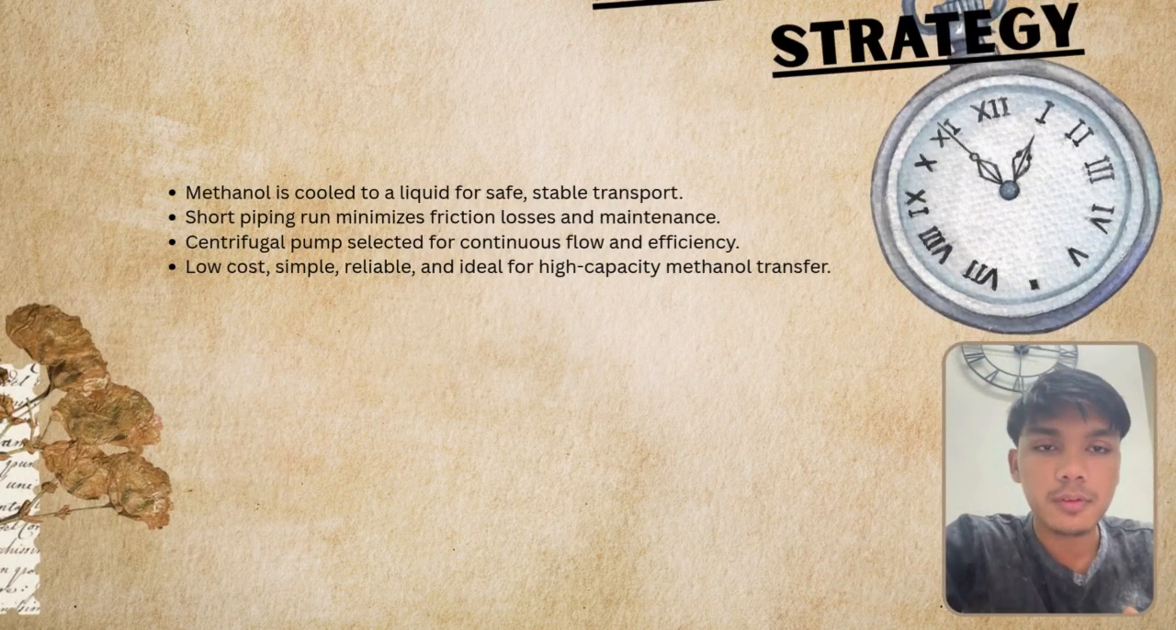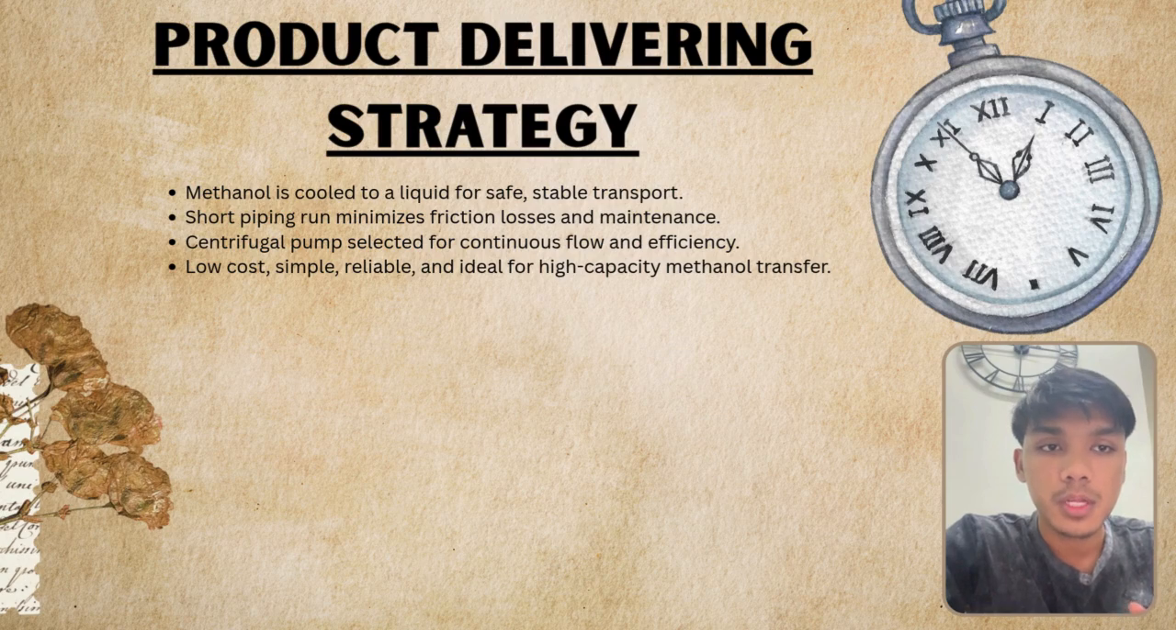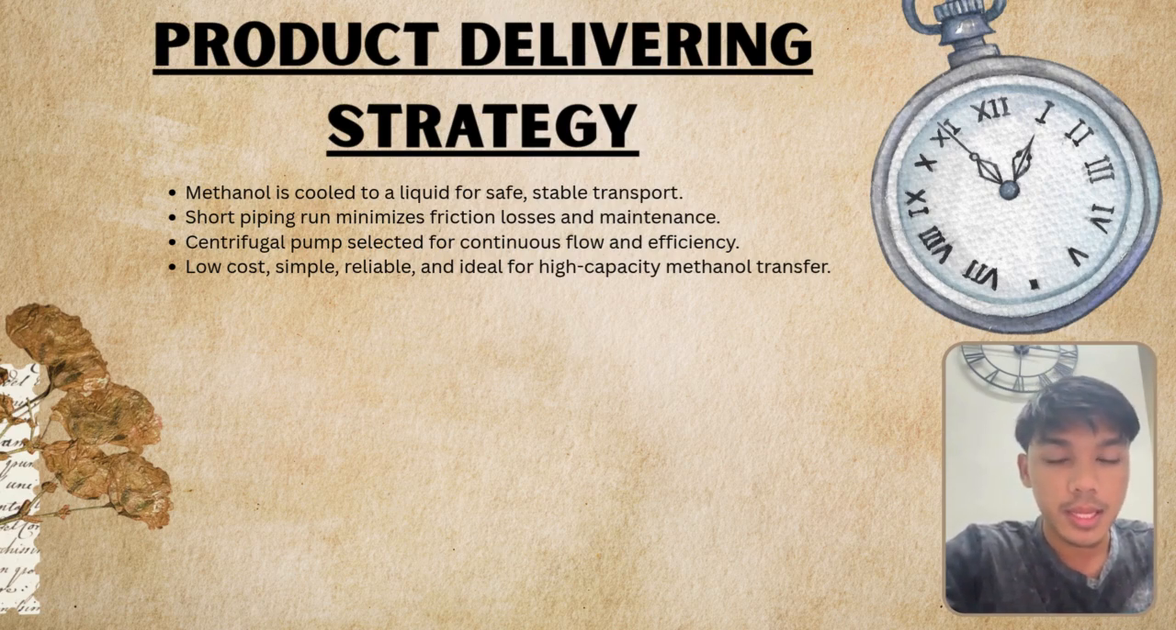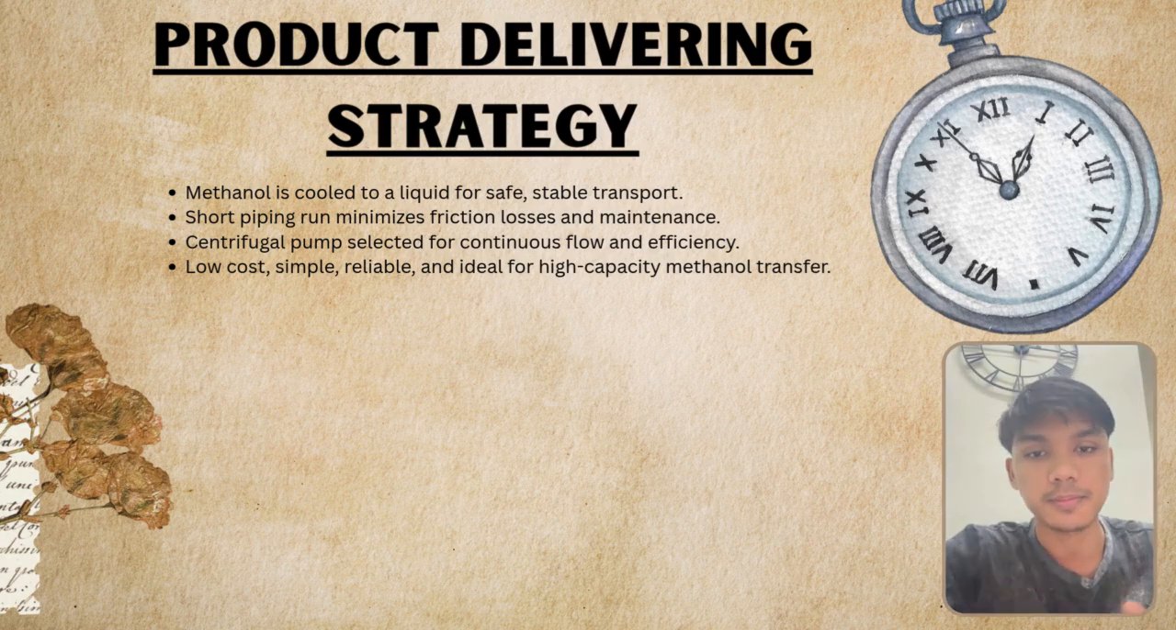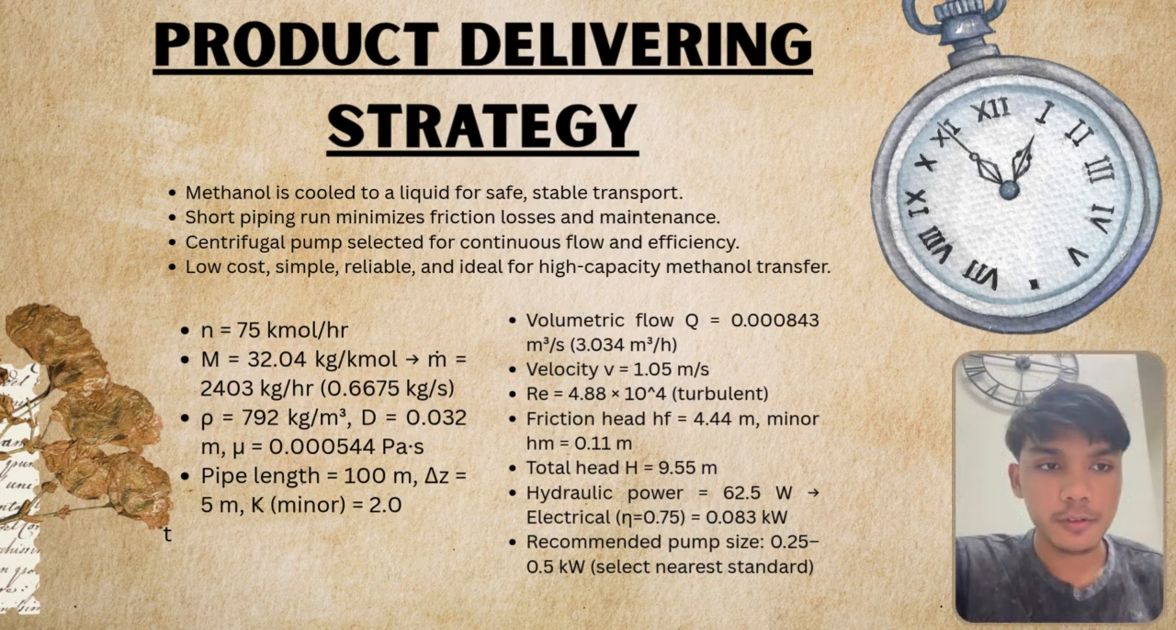So for the product delivery strategy, first, methanol is cooled to a liquid for safe, stable transport. The second one is that a short piping run is applied to minimize friction losses and maintenance. The third one is that a centrifugal pump is selected for continuous flow and efficiency. And last but not least, it is low cost, simple and reliable, and ideal for high capacity methanol transfer. So the left side is our key parameters and the right side is the quantity that we have calculated.